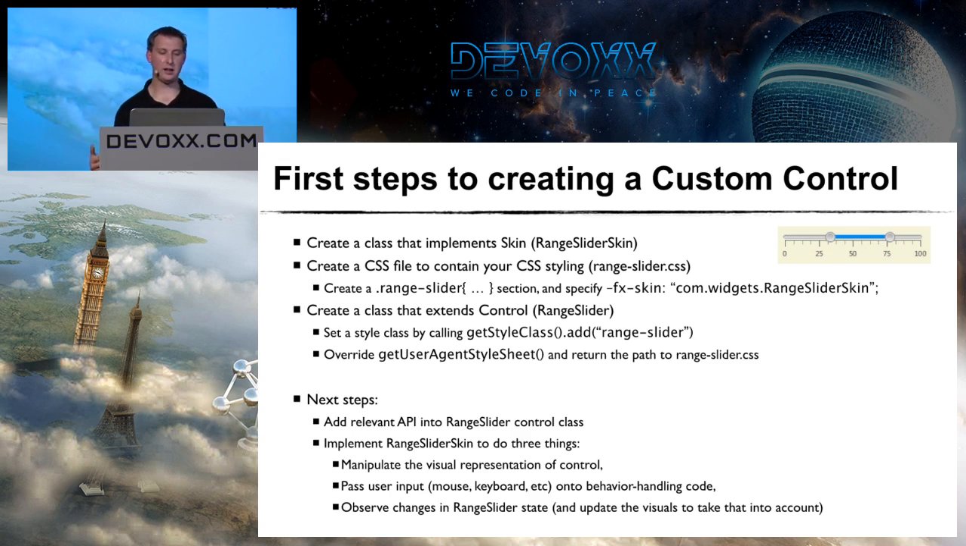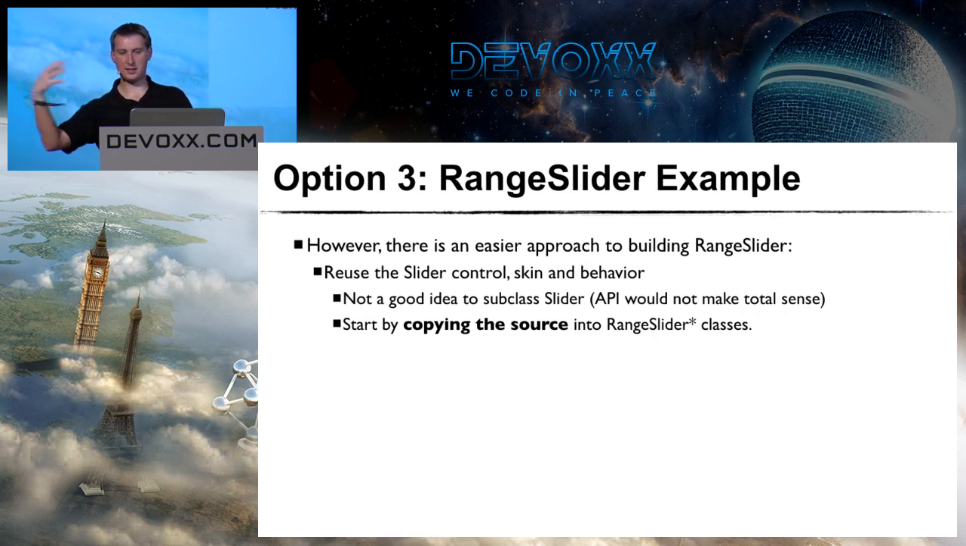Then you have to start adding the API into your RangeSlider control and start implementing the skin to observe the properties inside the control and respond to user input, for example, mouse and keyboard. And when it does that, it needs to somehow call the behavior that then calls into the control to update the state.